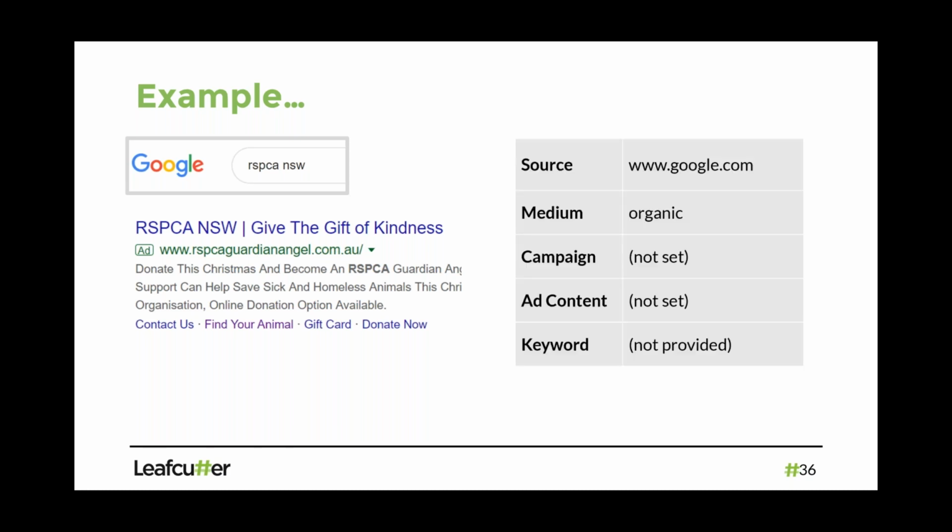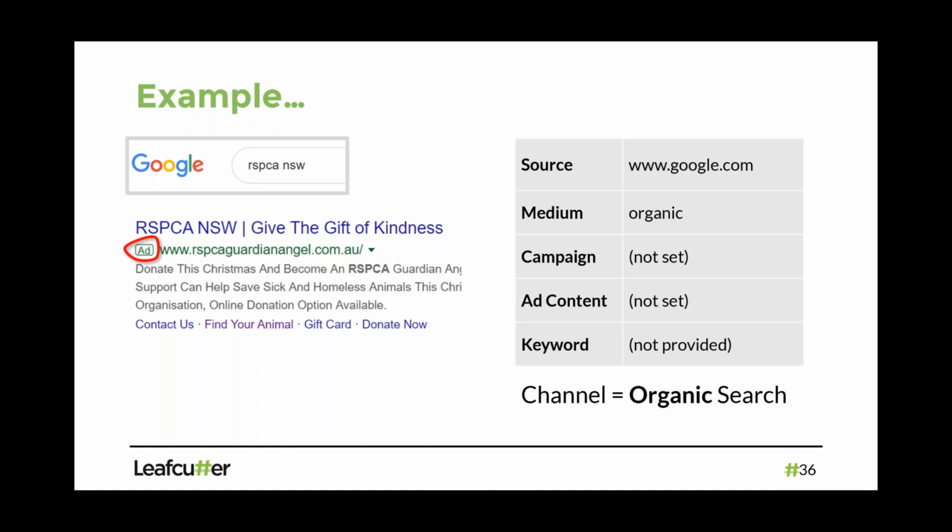Here's an example. Search for RSPCA New South Wales. There's a link here in Google going to one of their websites, the Guardian Angel website. Now, if I just click on that link and let's say there was no campaign tagging, it would come up as organic search because it's google.com. Google Analytics would say, oh, that's got to be organic traffic, and then it'll be organic search. But in this case, it's an ad.